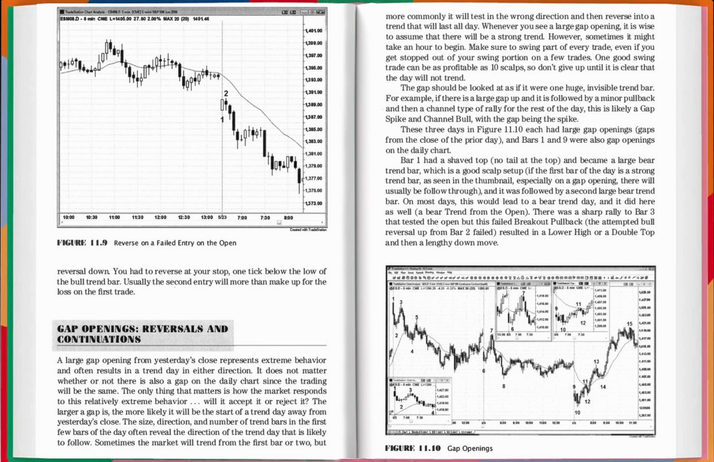Make sure to swing part of every trade, even if you get stopped out of your swing portion on a few trades. One good swing trade can be as profitable as 10 scalps, so don't give up until it is clear that the day will not trend. The gap should be looked at as if it were one huge, invisible trend bar. For example, if there is a large gap up and it is followed by a minor pullback, and then a channel type of rally for the rest of the day, this is likely a gap spike and channel bull, with the gap being the spike.